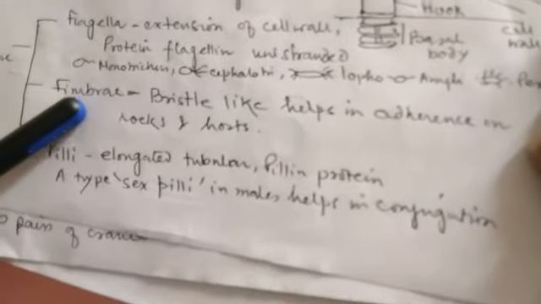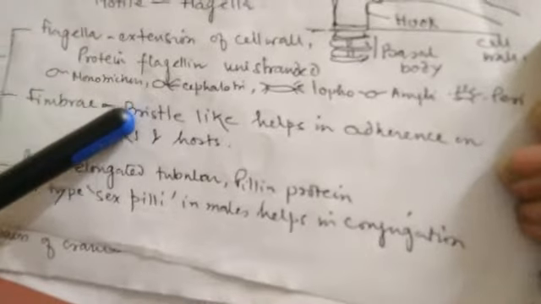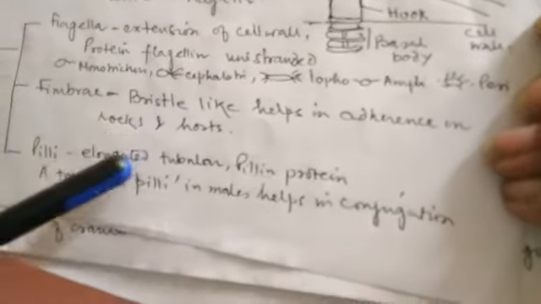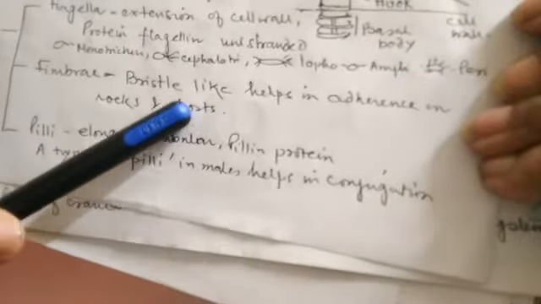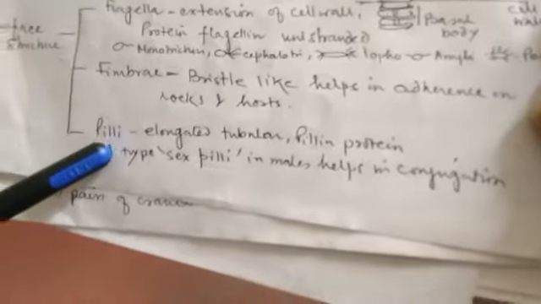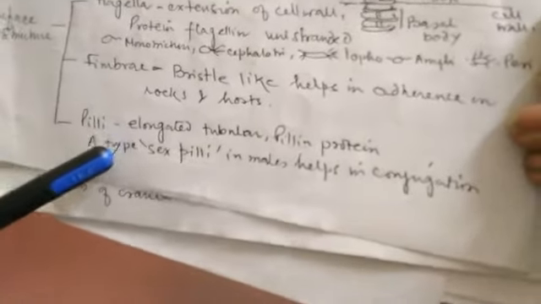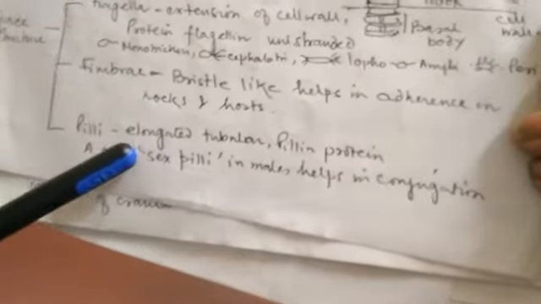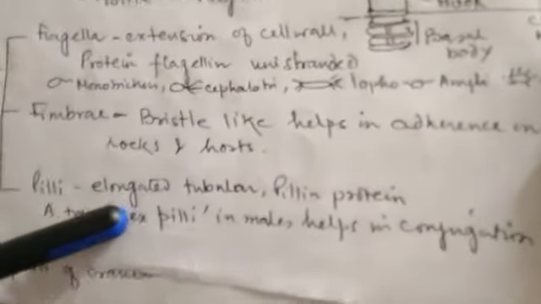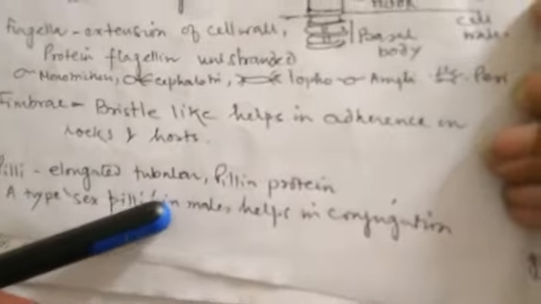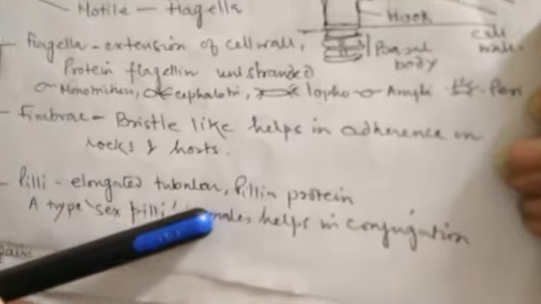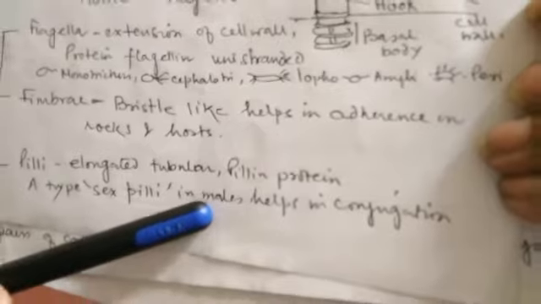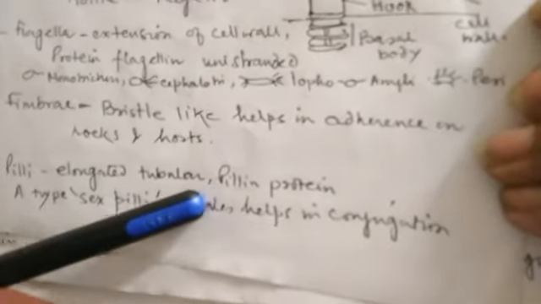Now apart from flagella, we have another surface structure that is called fimbriae. Fimbriae are fine bristle-like structures present on the cell surface, and they mainly help to adhere the cell to rocks or to the host cell. Another one is the pili. Pili are somewhat elongated, made up of a special protein called pilin, and they mainly form the conjugation bridge during sexual reproduction, especially conjugation of the bacteria.